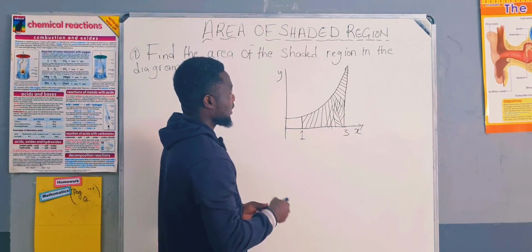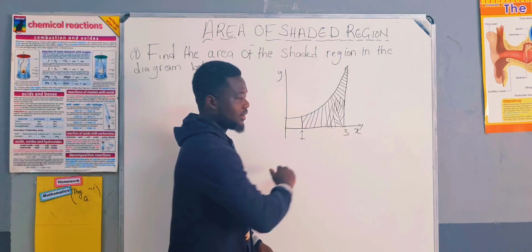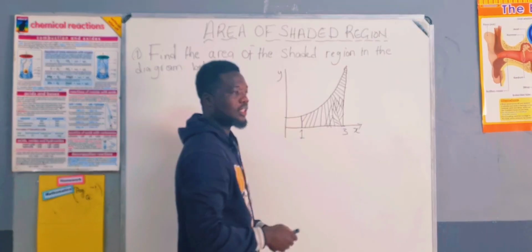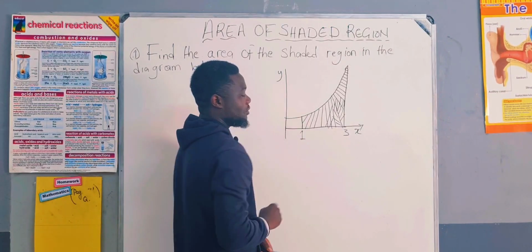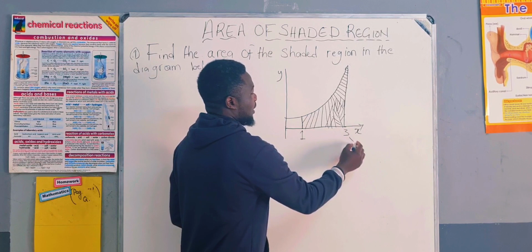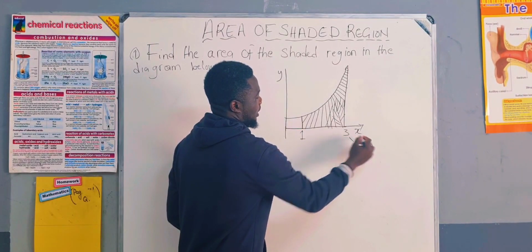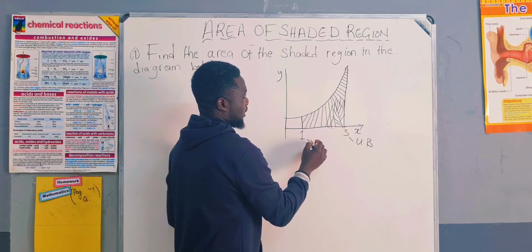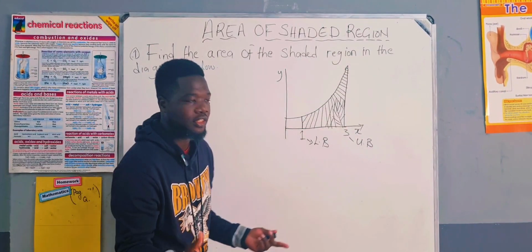Now, if you look at this Cartesian plane, this side is the y-axis and this side is the x-axis. Under the x-axis, we have got 3 here and 1 there. So this 3 will be the upper bound, and 1 will be the lower bound.